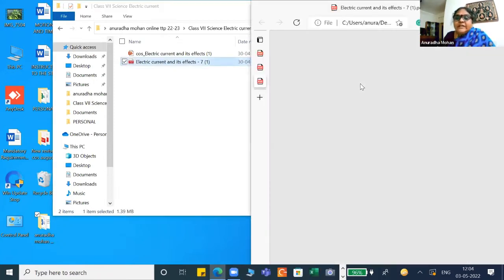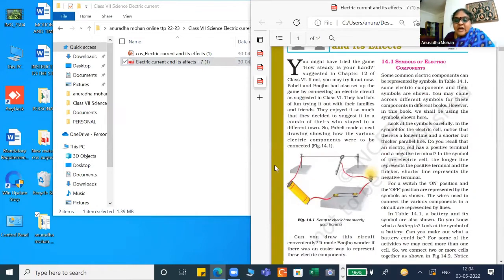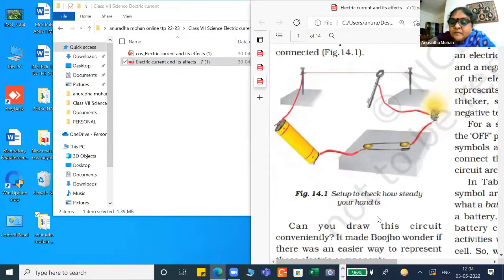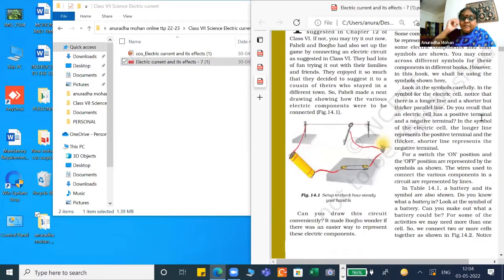So I'm having the lesson in my hand. We will go through the lesson. This is very important. It starts with a setup to check how steady your hand is. It's a beautiful experiment. I hope you have done this. This is called a nerve test. And all the 40 children can enjoy this, very nice for children and teachers.